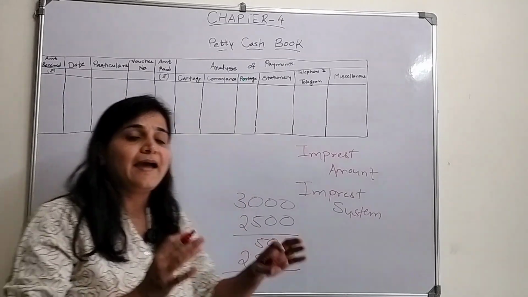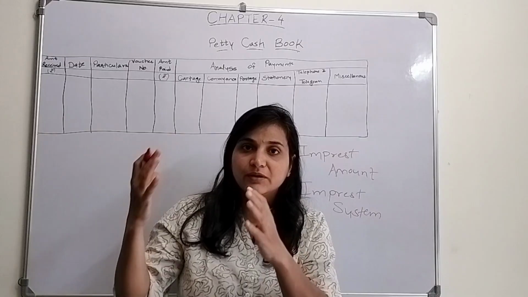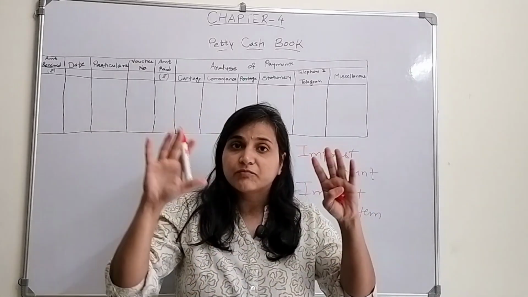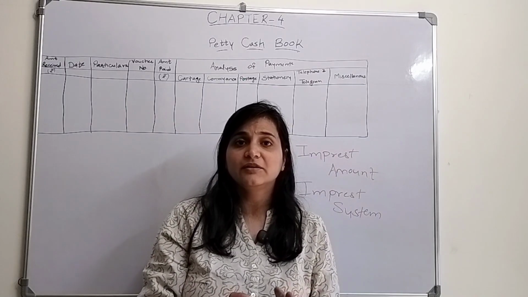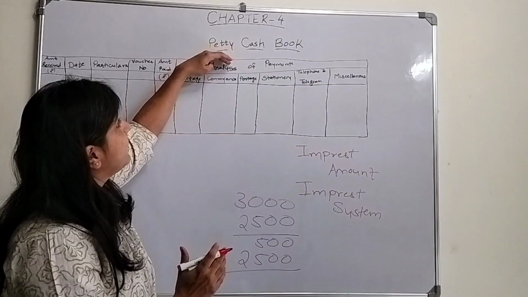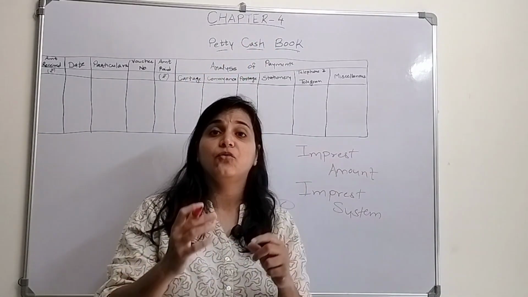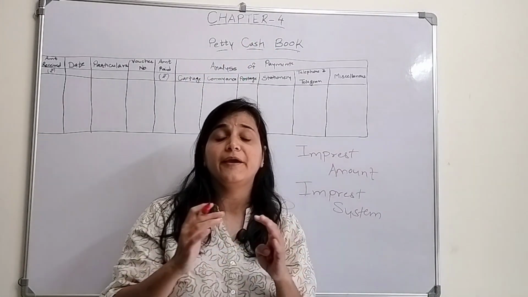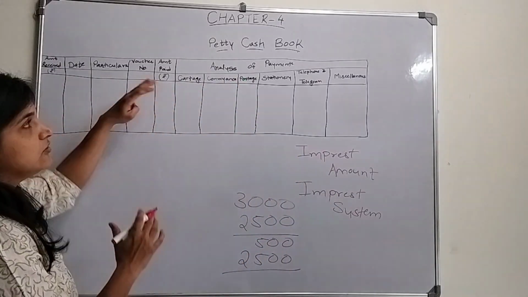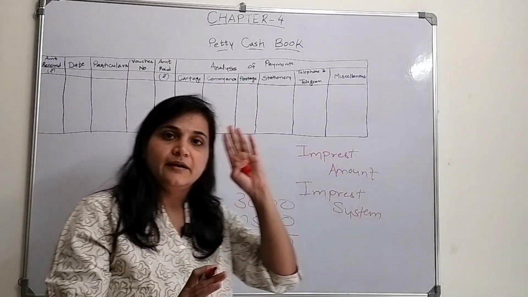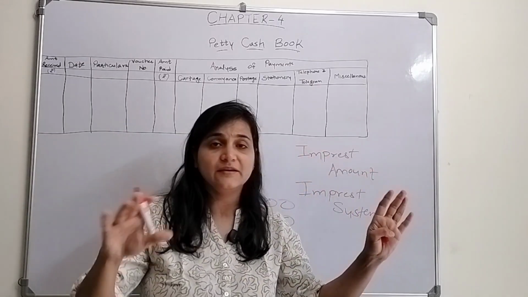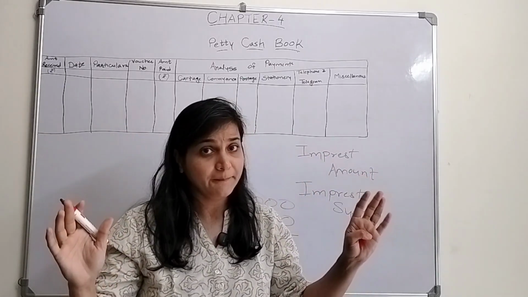Like that, the main cashier will give a certain amount, the petty cashier will spend it, and the petty cashier will record all these things in the petty cash book. So now we are going to study how to prepare and maintain a petty cash book. This is how the petty cash book will look: debit side and credit side. Debit side, amount received. Credit side, amount paid.